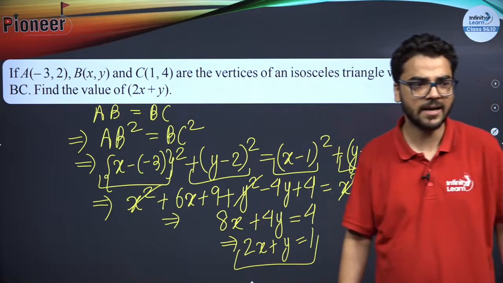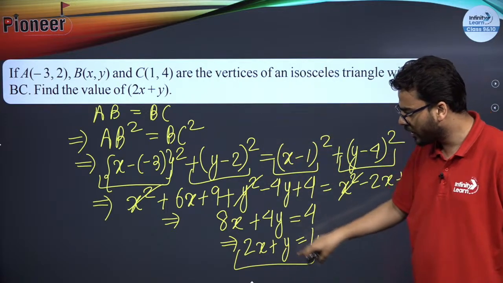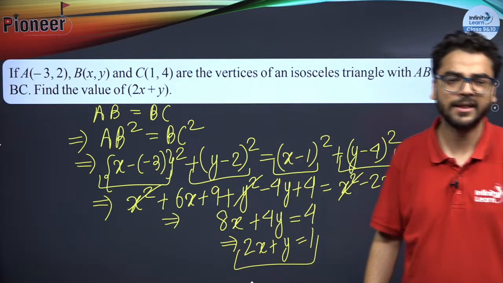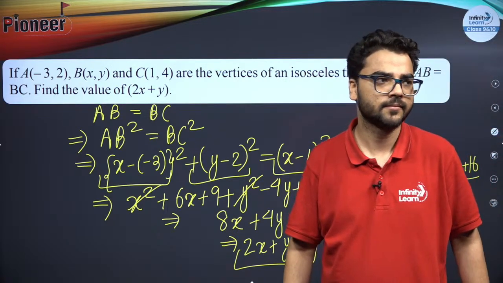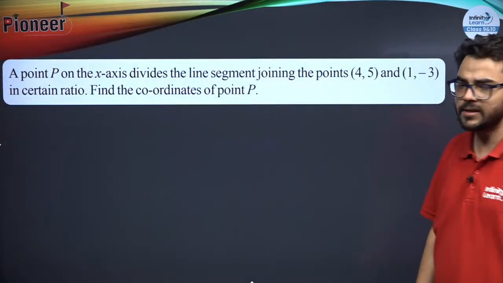Yeah, 1 is the correct answer, Aryan, because we have to find the value of 2x plus y. So we have got already 2x plus y is equal to 1. That is the answer, right? So let's move on to the next question. Can you try doing this one?